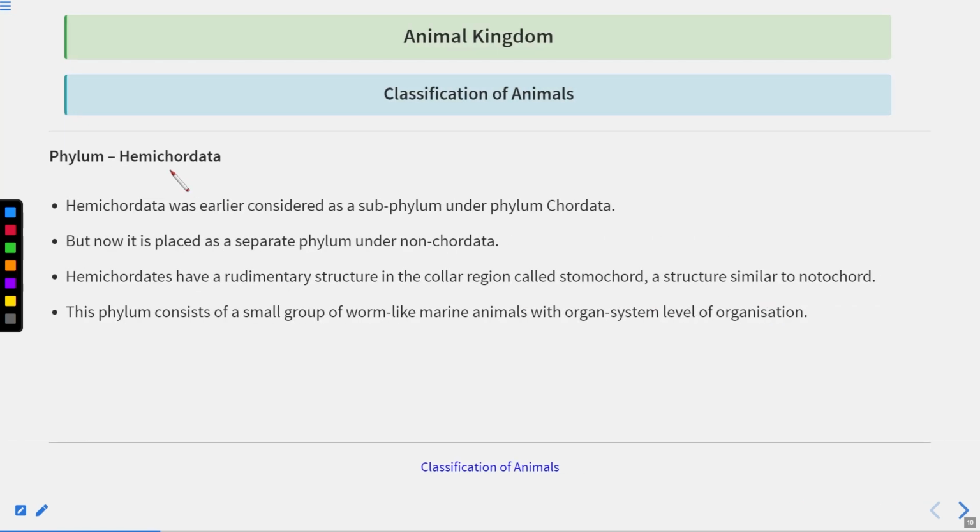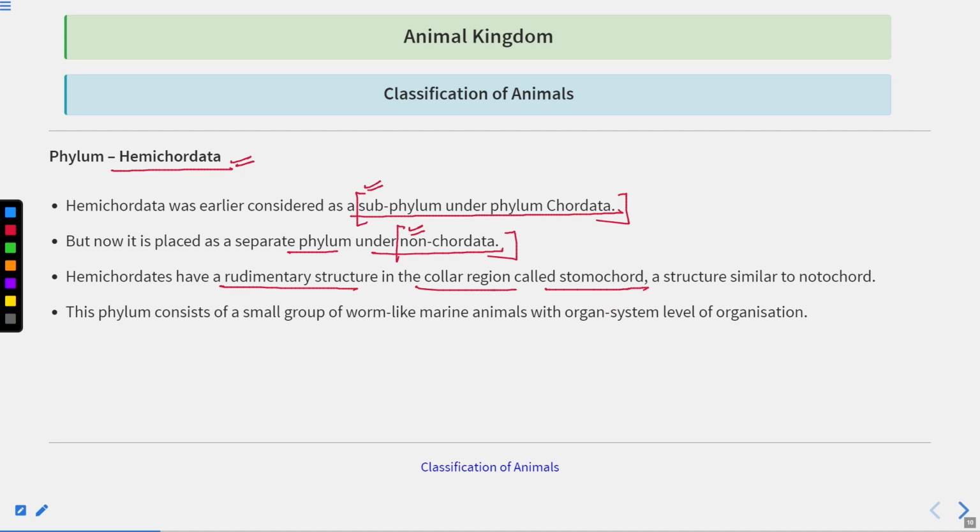The next phylum is the Hemichordata. Hemichordata was earlier considered as a subphylum under the phylum Chordata. Earlier, it had another position, that is, it was kept as a subphylum under the phylum Chordata. But now it is kept in the invertebrates, placed as a separate phylum under the non-chordata. They are non-chordates.